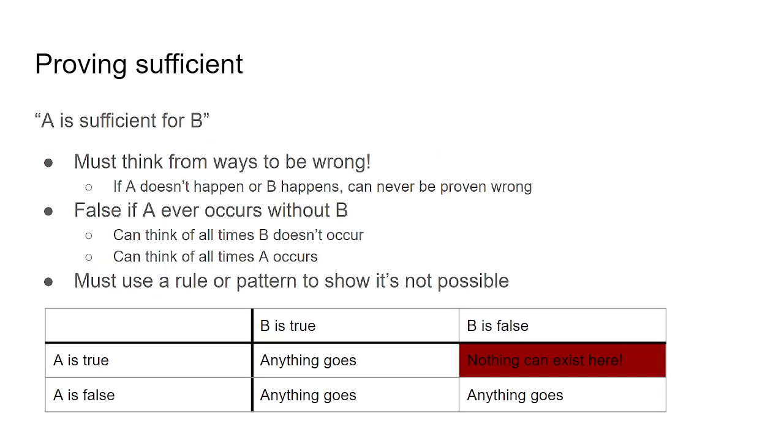And proving sufficient is pretty similar to necessary. If you say A is sufficient for B, again, you have to think of the ways it could be wrong. The difference is that sufficient is wrong in a different case. If A is true and B is false, then A wasn't actually sufficient for B because B didn't happen. That's the one way it could be wrong. So in the sufficient case, you can look at all the cases where A is true or where B is false and test those.